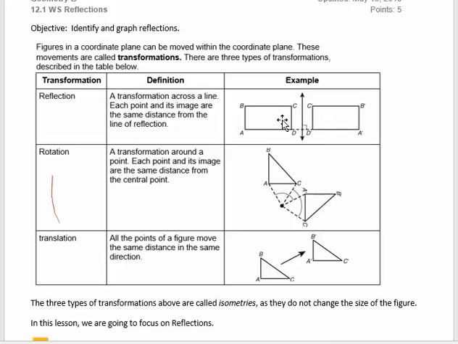The original figure is called the pre-image. So in this one, the original is A, B, C, D. That's the pre-image. And after it has been transformed, in this case reflected, we would name this A prime, B prime, C prime, D prime. And that's called the image. So we have a pre-image and then we have an image. The coordinate points are, so in this first one, this reflection, A was reflected and transformed to A prime. So you use the same capital letters, but you put an apostrophe after it and you read that as prime.